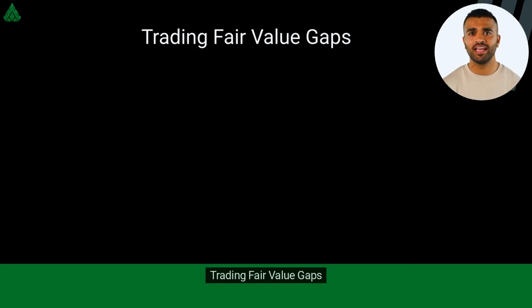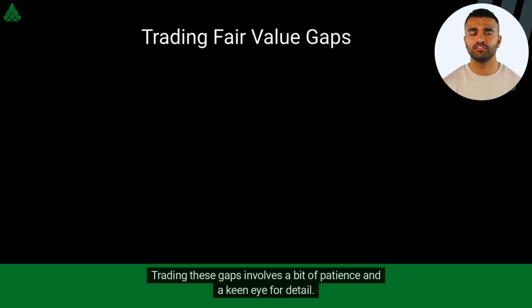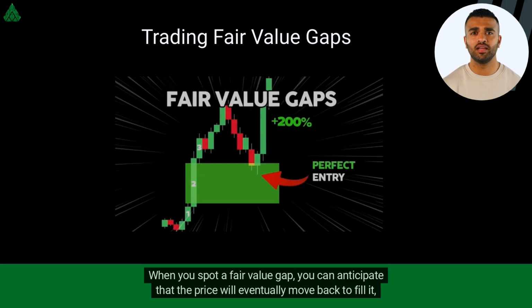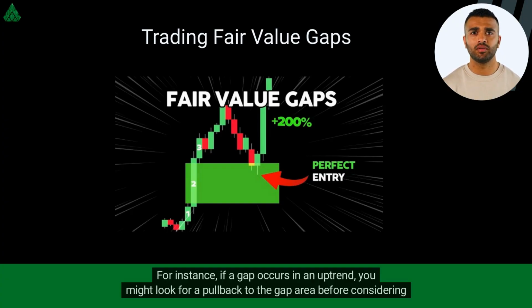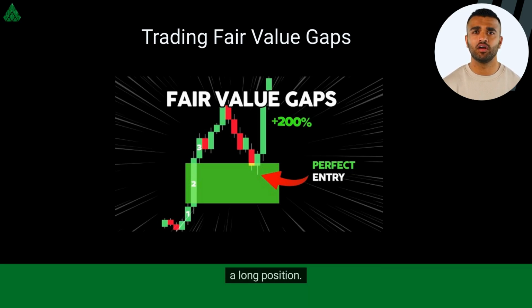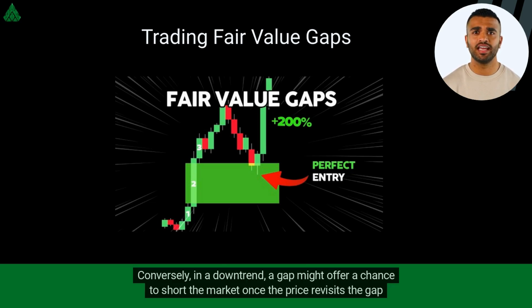Trading fair value gaps. Trading these gaps involves a bit of patience and a keen eye for detail. When you spot a fair value gap, you can anticipate that the price will eventually move back to fill it, providing an opportunity to enter a trade. For instance, if a gap occurs in an uptrend, you might look for a pullback to the gap area before considering a long position. Conversely, in a downtrend, a gap might offer a chance to short the market once the price revisits the gap zone.